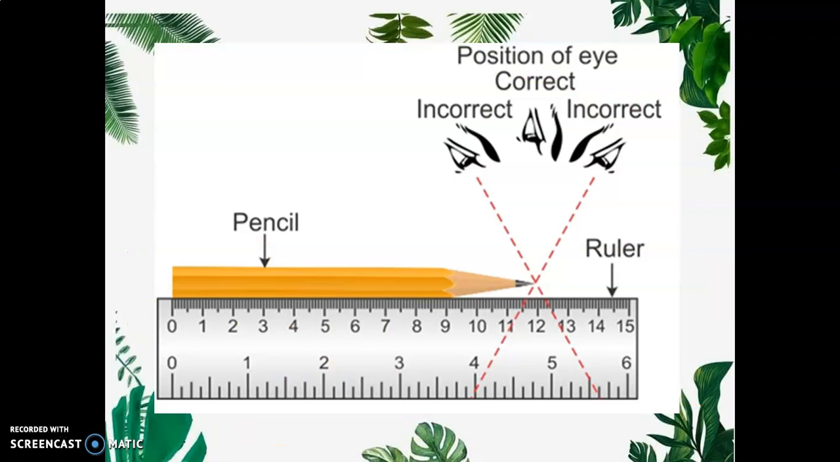Right? So this is the correct position of the eye. It must be parallel, lurus. This one is incorrect. This one is also incorrect. The pencil starts at number 0. This is the correct way to measure length.